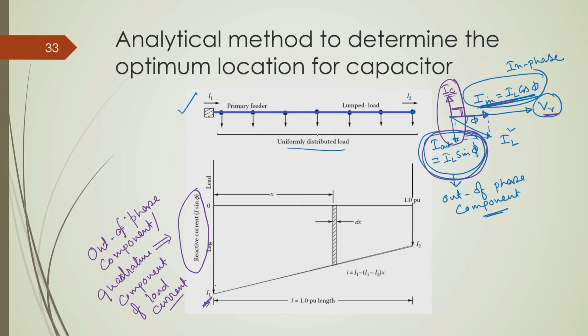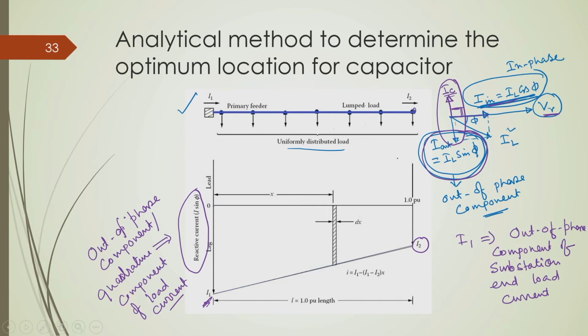So, this I1 is the quadrature component, or out of phase component, of the substation end load current, and this I2 is basically the quadrature or out of phase component of the load current at the distant load of this particular feeder.